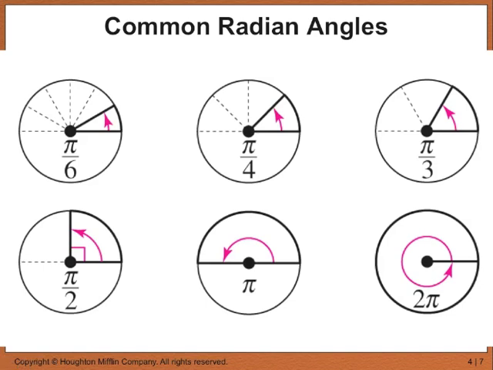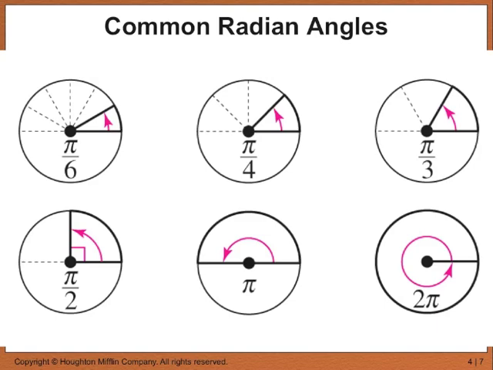So pi over 6 is a common angle that you should memorize because pi over 6 is 30 degrees. Pi over 4 is another common angle. Pi over 4 is 45 degrees. Pi over 3 is 60 degrees. Pi over 2 is 90 degrees. Pi is 180 degrees. And 2 pi, as we've proven to ourselves on the last screen, 2 pi is 360 degrees.